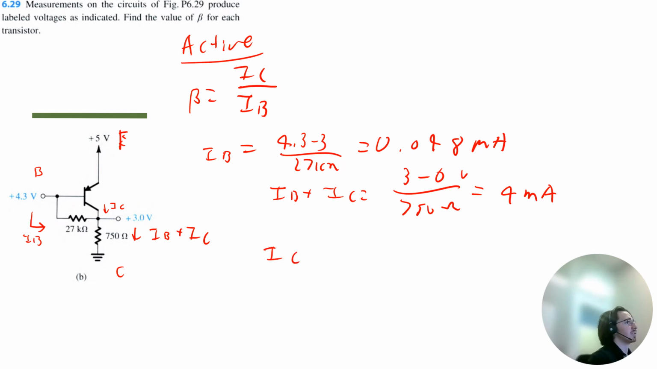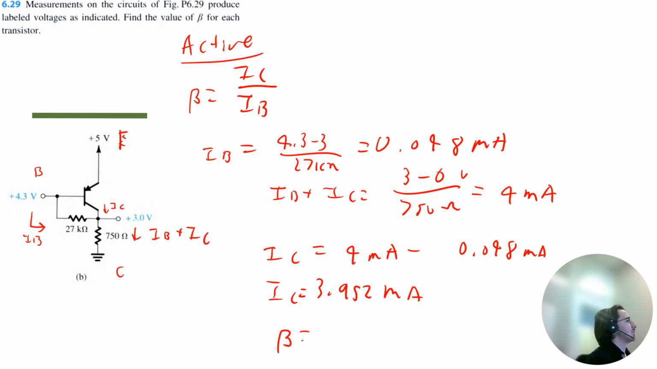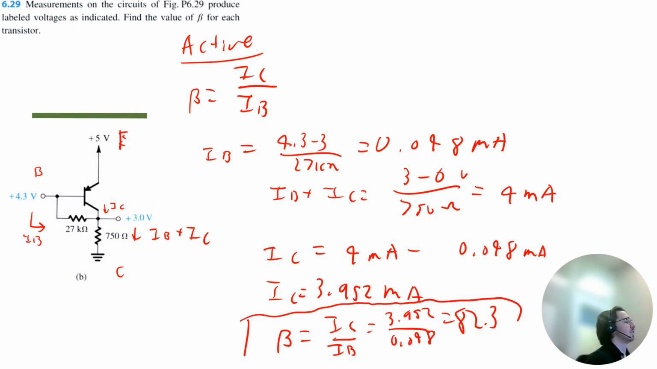So now I can calculate my collector current to be this 4 milliamps minus the base current. So my collector current is 3.952 milliamps. Now we can properly calculate beta to be collector current divided by base current, or 3.952 divided by 0.048, which is equal to 82.3. So that is our value of beta for this problem. Let's continue.